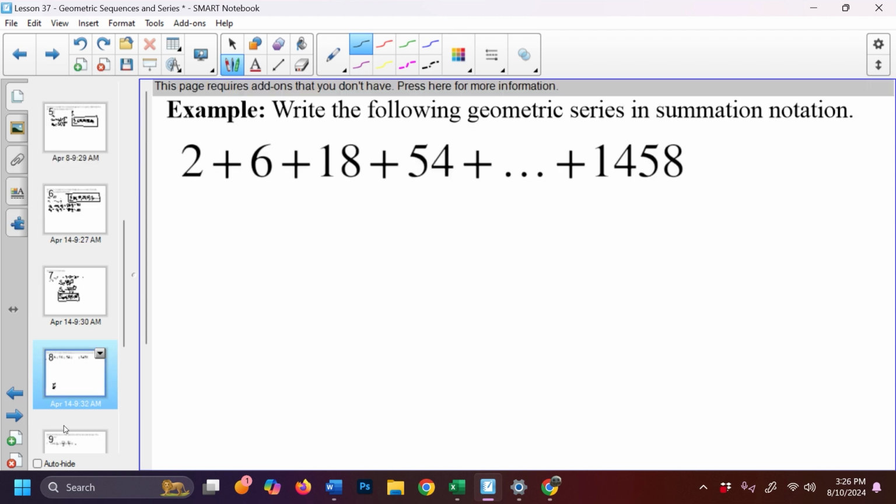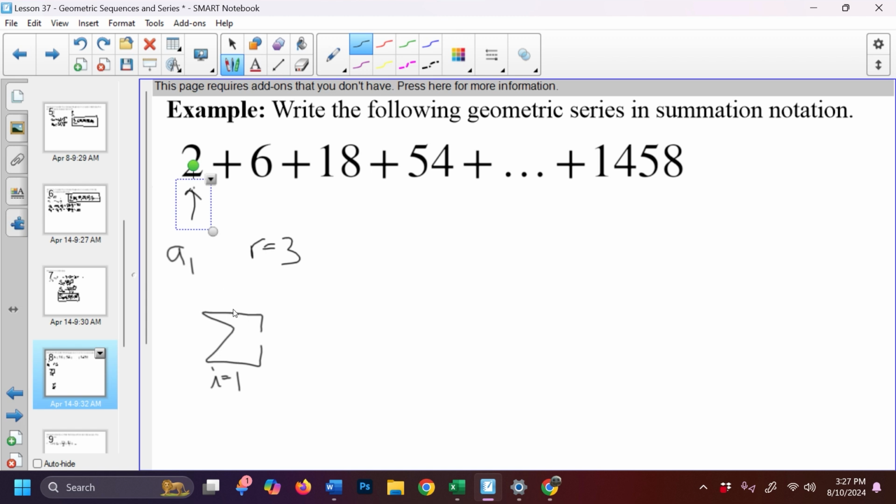All right, next example. It says, write the following geometric series in summation notation. So I look at this. I have 2 and then a 6 and then 18 and then 54. I clearly know that this is my first term, a sub 1. If I do some divisions, 54 divided by 18 is 3, 18 divided by 6 is 3, 6 divided by 2 is 3. So I know that my common ratio r is, in fact, 3. So if I go to do my summation notation, I go summation, i equals 1.